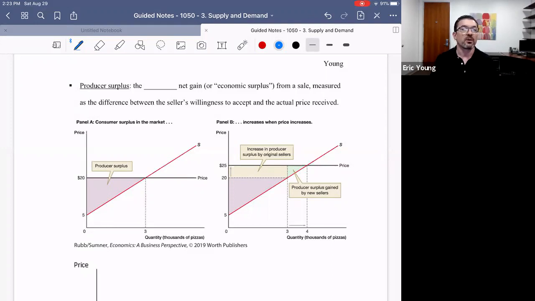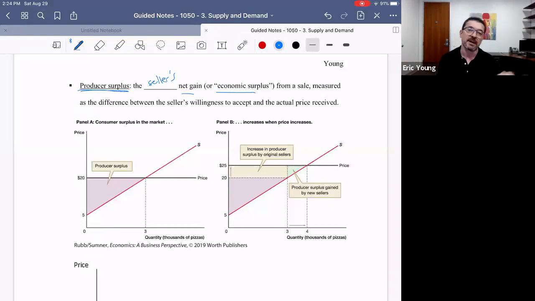Much like we did with the law of demand, we have a couple of extensions that we can take from the supply curve forward. The first one, the idea of producer surplus. This is the seller's net gain or economic surplus from a sale. Again, this is the flip side, the cousin to consumer surplus, but it goes back to that big idea that we established way back when, that trade creates value, and that when people combine to trade, there are win-wins.